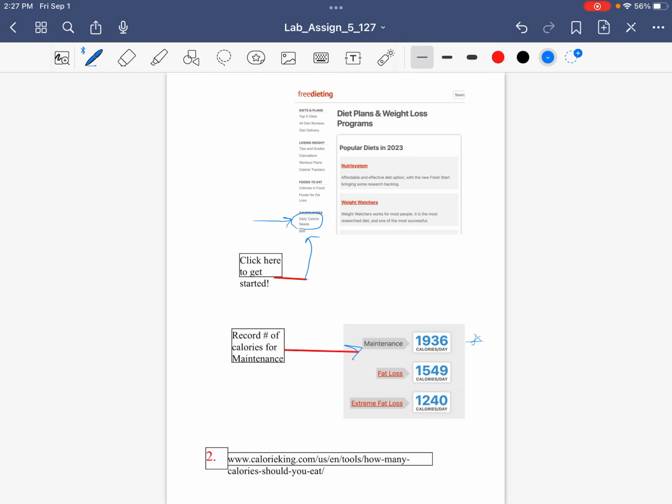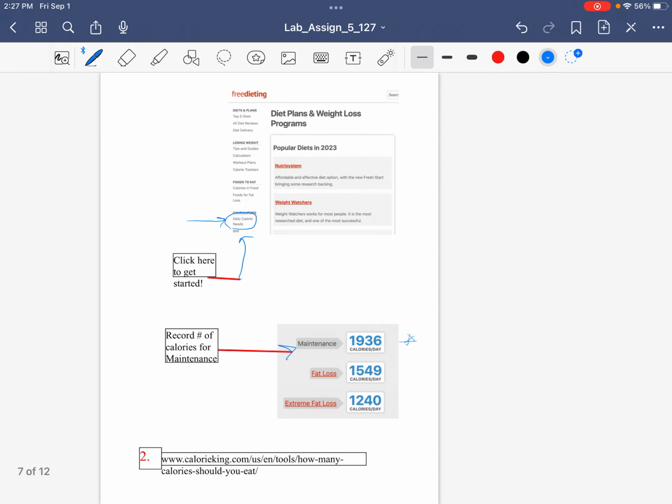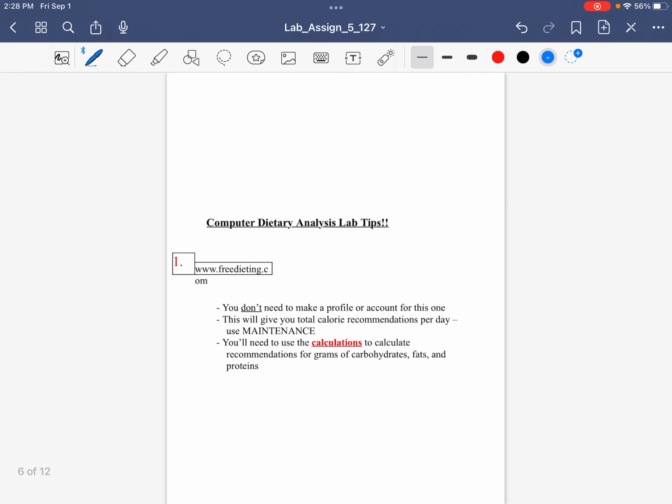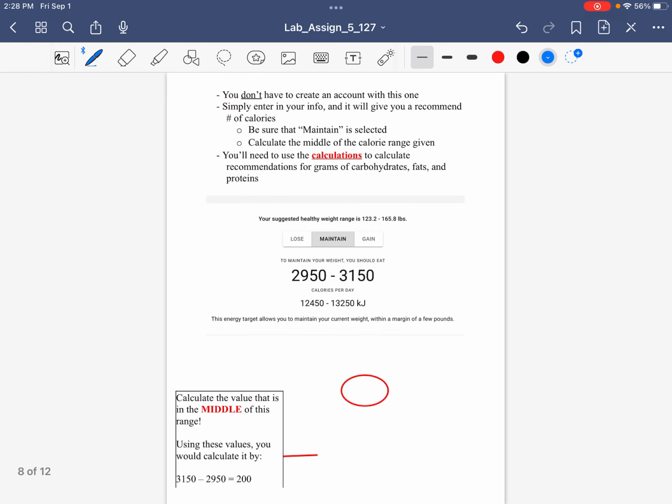When you go to Calorie King, that's the second one. These first 2, you don't have to create an account. Same with the first one, right? You don't need to make a profile. All these are free. For free dieting and Calorie King, you don't need to make an account.